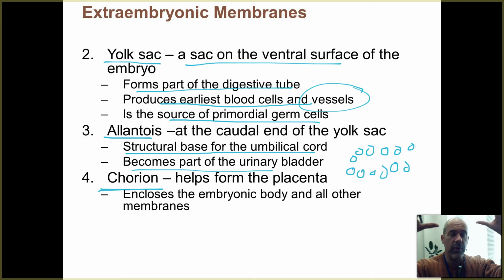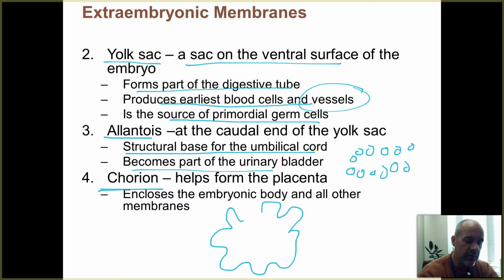That is the outermost membrane surrounding the embryo, and that is the part we already talked about earlier. The chorion develops those little projections at the surface called the chorionic villi, and those dig into the endometrium of the uterus and help develop the placenta.